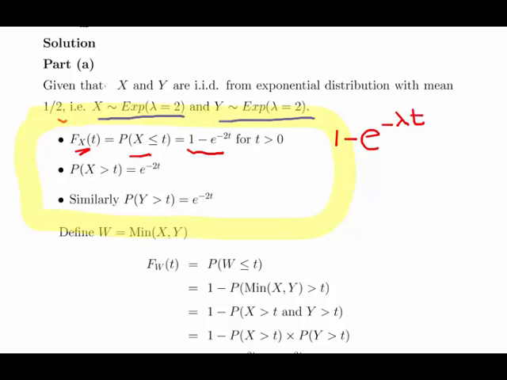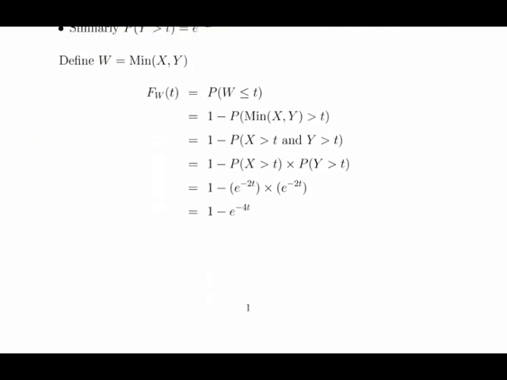And that means the complement of that is e to the minus 2t. We can say the same for y. The probability of y being greater than t is equal to the exponential of minus 2t. Now, our minimum is the minimum of x and y. We define that as w, and what we have to do is come up with the cumulative distribution of that.